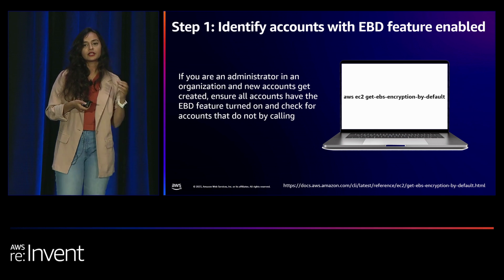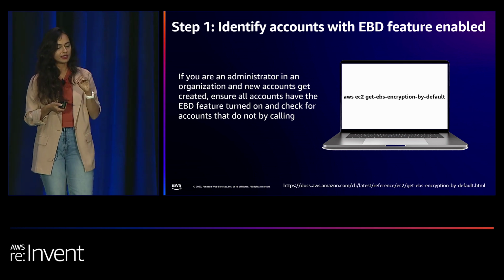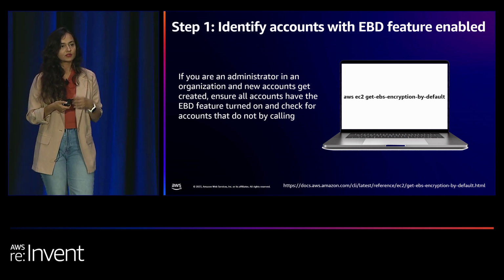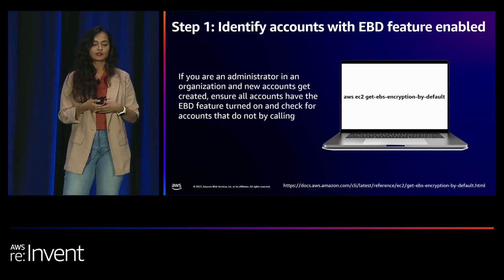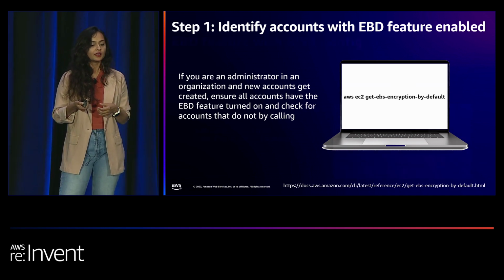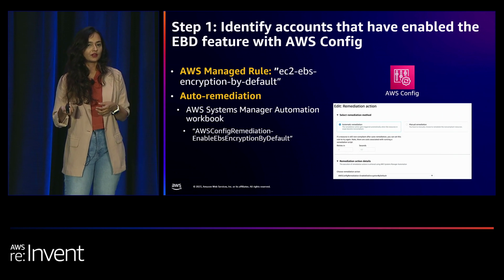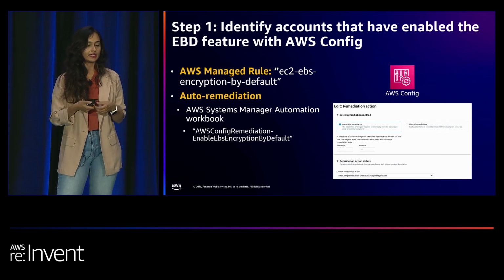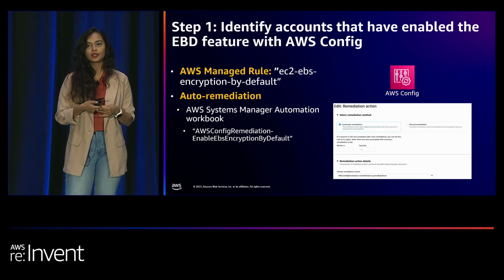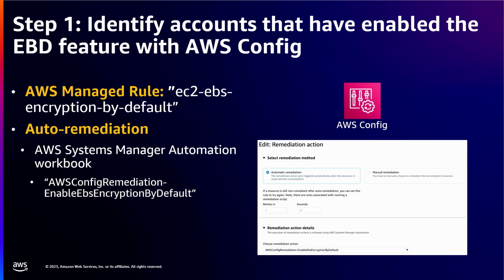Now, to identify accounts which have EBD enabled or disabled, you can use get EBS encryption by default. You can also see it in the console. We also have an AWS Config managed rule for it called EC2 EBS encryption by default. You can also set up auto remediation for it. What that means is that if EBD is disabled for your account, it will be auto remediated, meaning it will be turned on automatically.